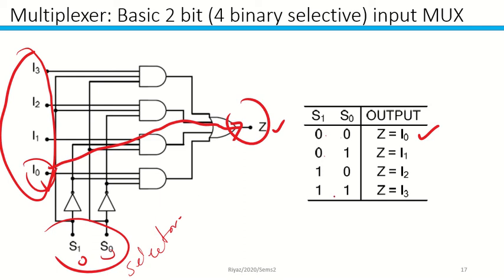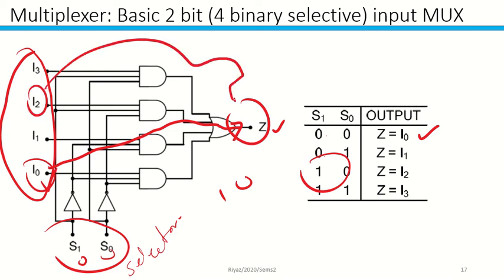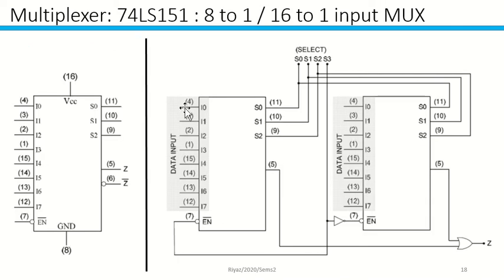The same goes for the others. Let's say you have 1 and 0. So with 1 and 0, you're going to have a response of this one, and this one will be the response at Z. This is for 8 to 1 or 16 to 1. Let's say you want an 8 to 1, so 8 inputs, and you want to select whichever you want, so you can use 8. This one is an 8 to 1 mux, and this one is a 16 to 1 mux.